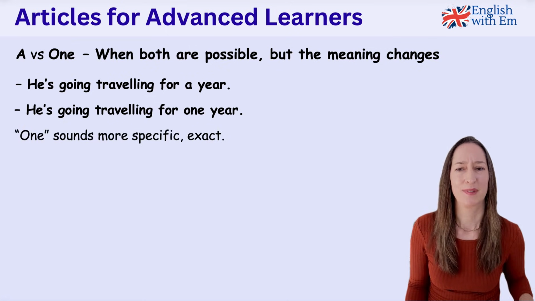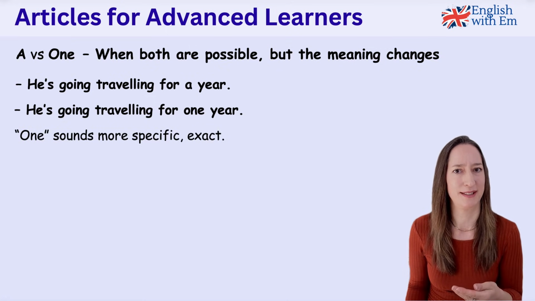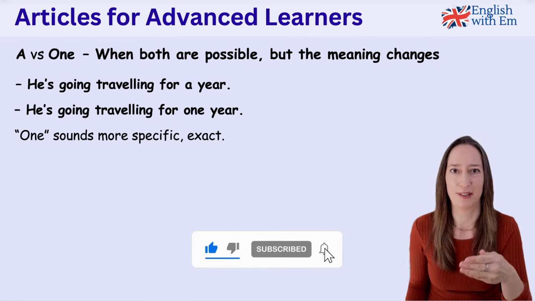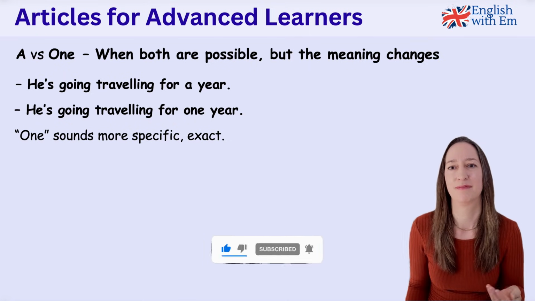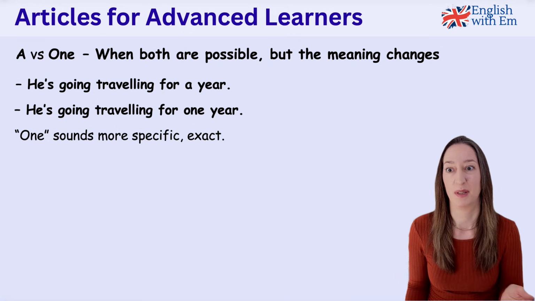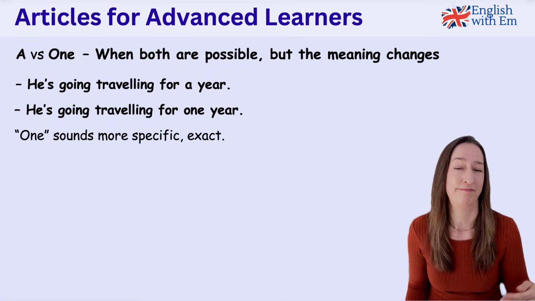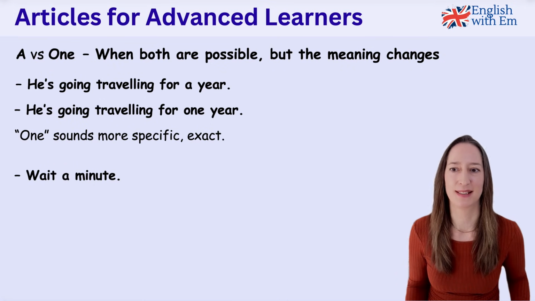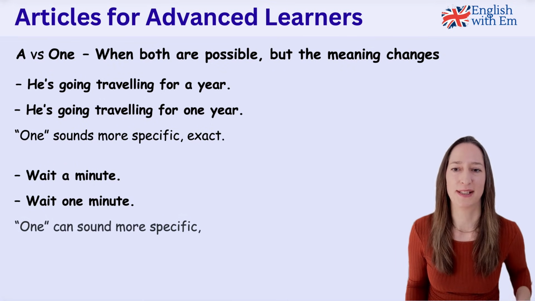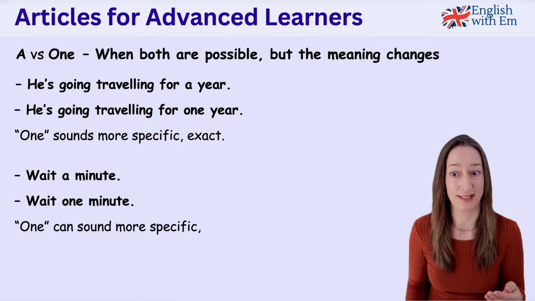The second one. "One" sounds more specific: one year, not two years, not one year and one month, whereas "he's going traveling for a year" sounds less precise. Maybe a bit less, maybe a bit more. "Wait a minute." "Wait one minute." So "one" here can sound more specific.